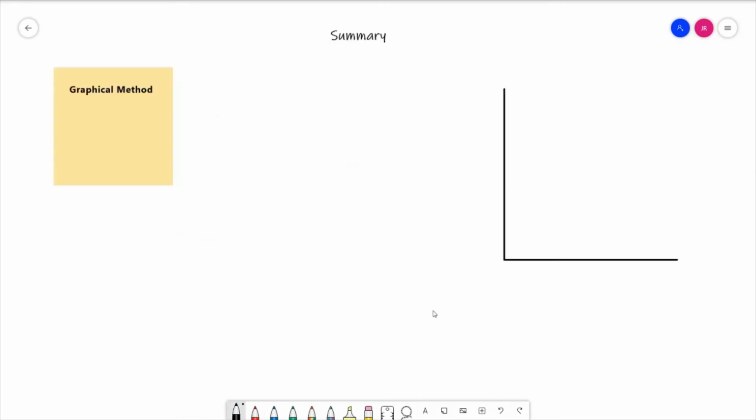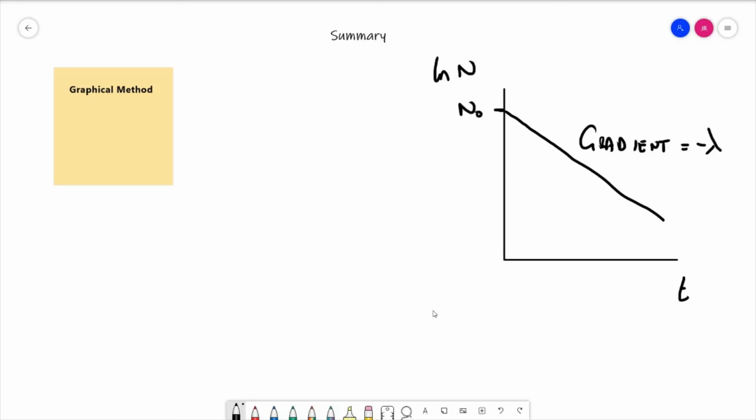So to summarise the lesson then, the main new bit of theory that we've done today is to say that if we do a graph of natural log of N against t, the gradient of that graph will give us the negative of the decay constant, and the y-intercept will be natural log of N0. Obviously then we went on to have a look at a couple of different examples.